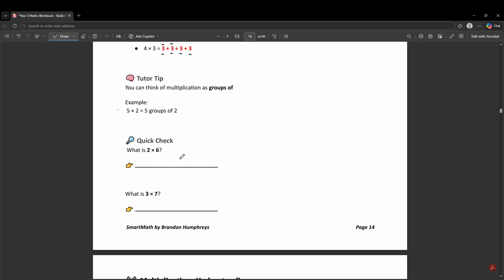Let's test our knowledge real quick. I'll let you guys do this first. What is 2 multiplied by 6?